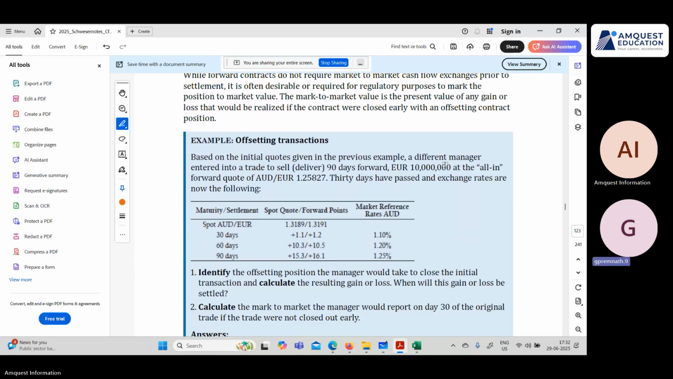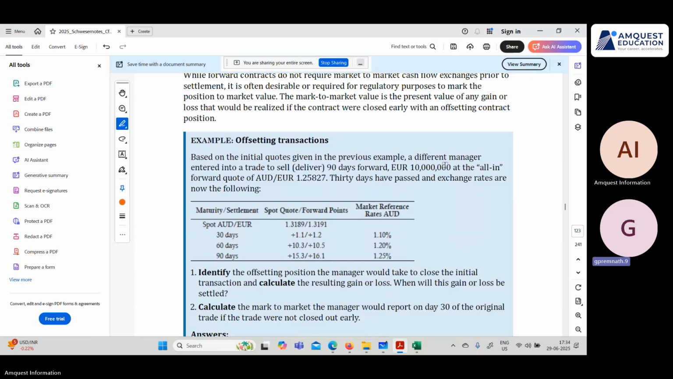To sell euro 10 million and an all-in forward of 1.30. Days have passed and exchange rates are as follows. Okay. I don't understand this.